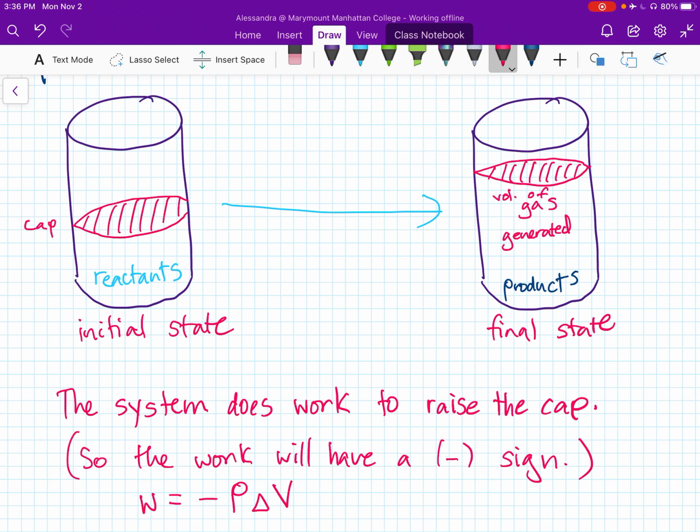The change in the volume of the system is kind of like the distance, and the pressure that the system is exerting on the cap is kind of like the force. So this is kind of the same idea as force times distance, but it's pressure times the change in volume. So our work here is equal to minus P delta V. And the work has a negative sign because the system is doing work to raise that cap.